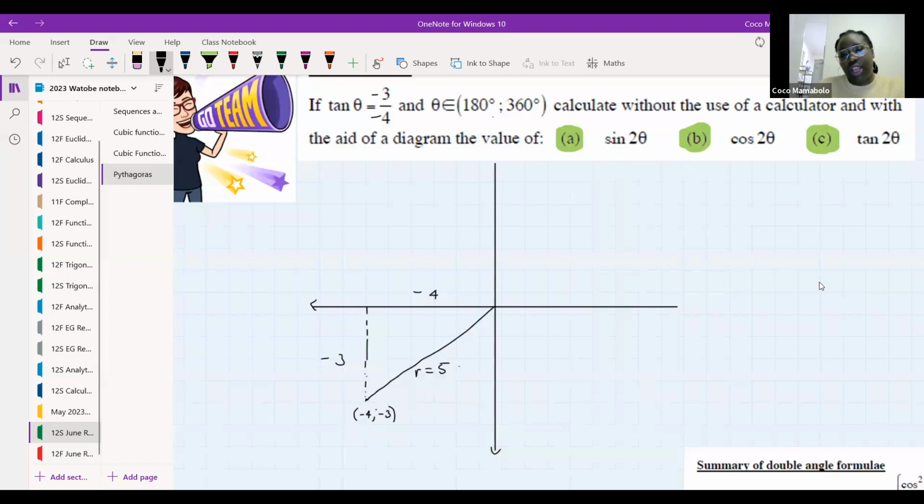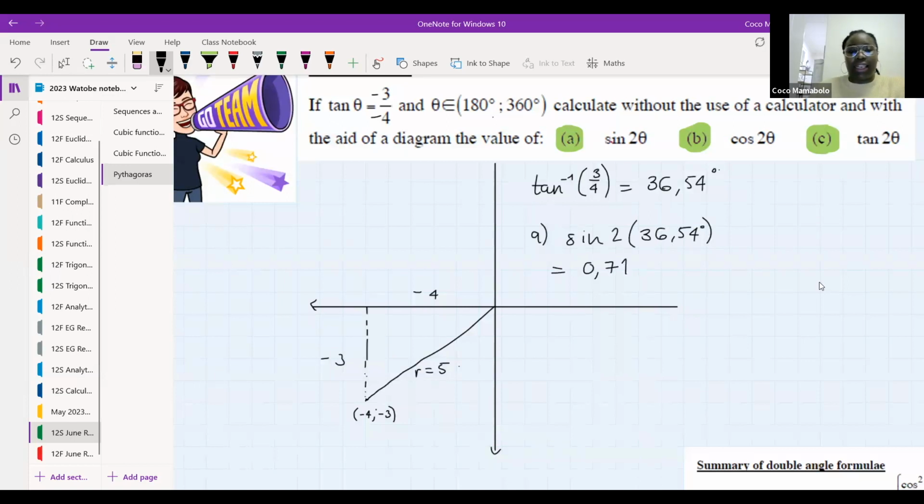Okay, so here's what we can do to answer this question, guys. First thing we can do is go to our calculator and press shift tan of 3/4. That's going to give us some arbitrary answer, like 36,54 degrees. Then we can go back into our calculator, and for question A, sine of 2 times 36,54 degrees is equal to, and my calculator should give me 0,71, something like this. Is this correct, guys? Is this how we're supposed to answer this type of question?